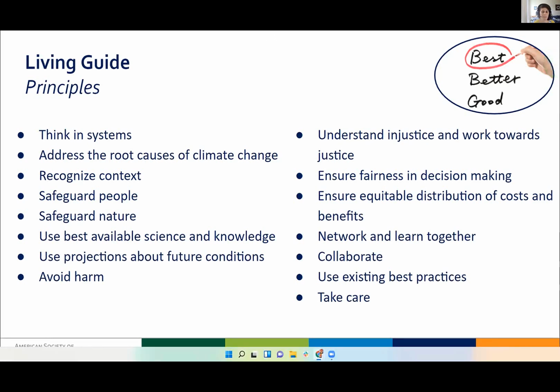Thanks, Stephen. Ensuring fairness and decision-making, addressing root causes, think in systems. Awesome.